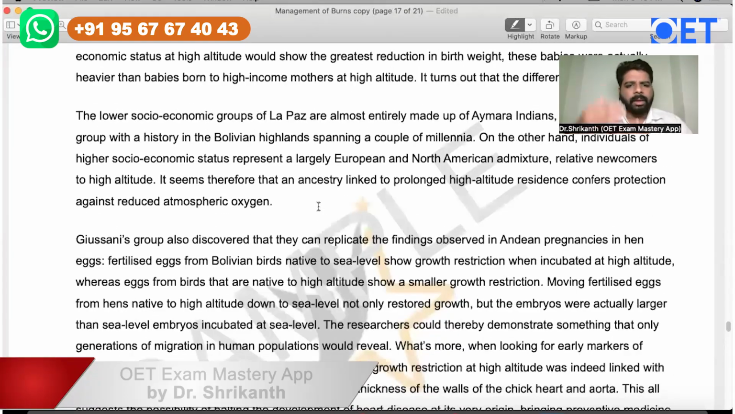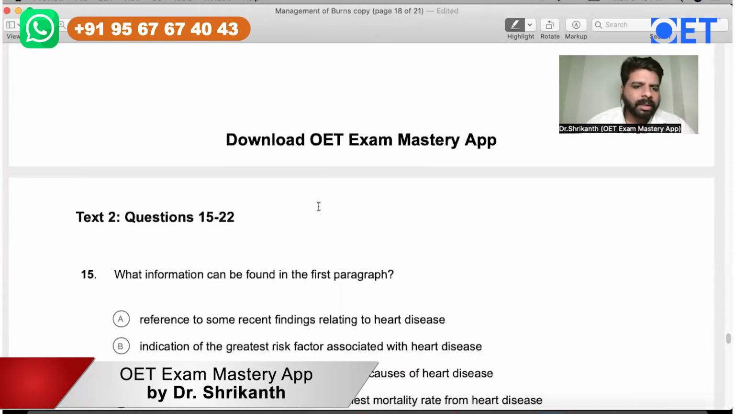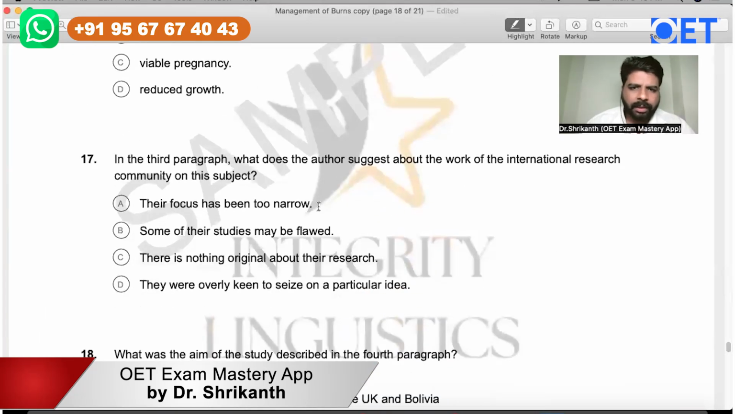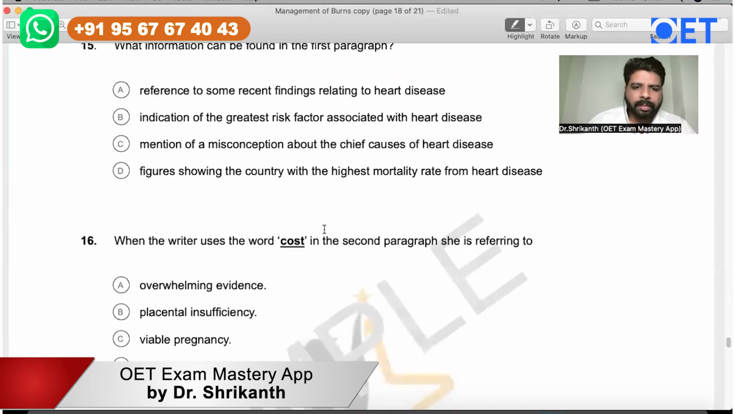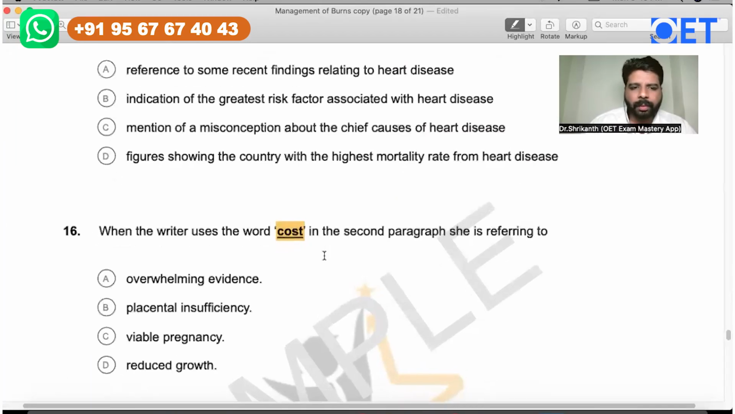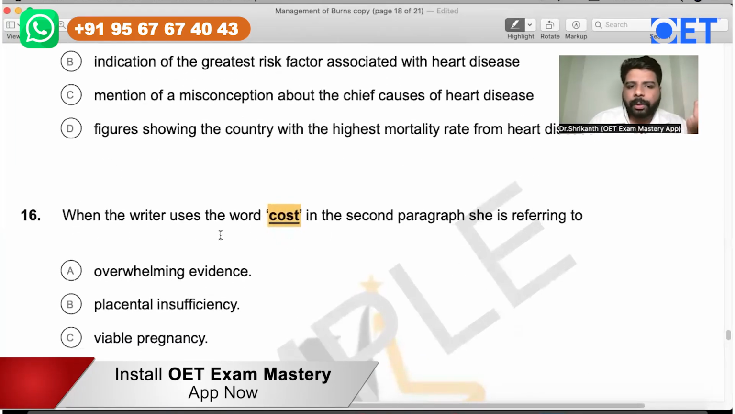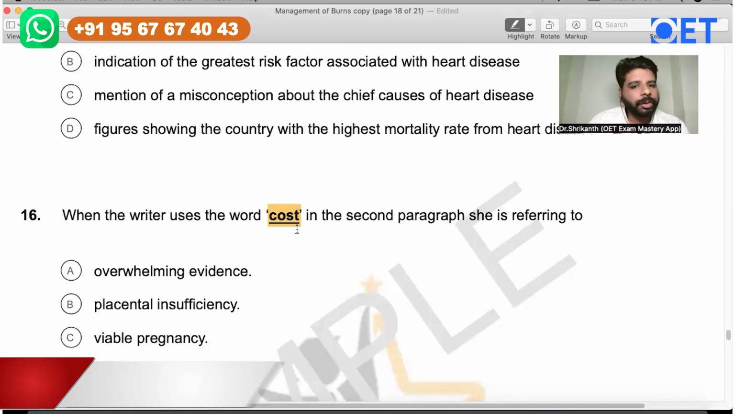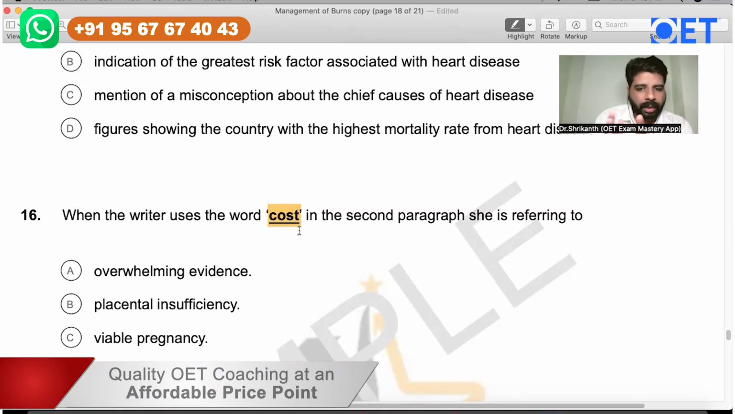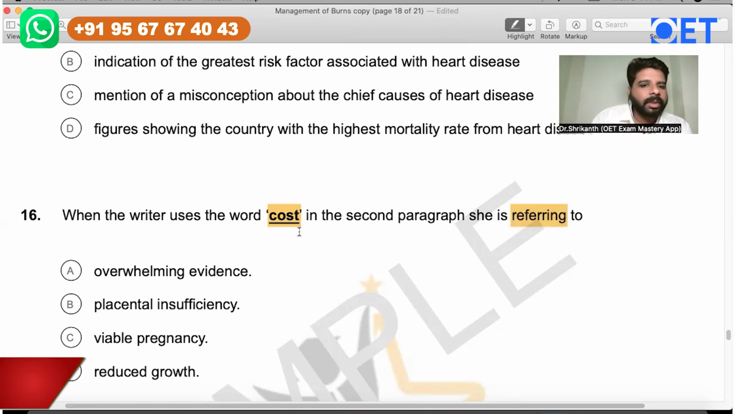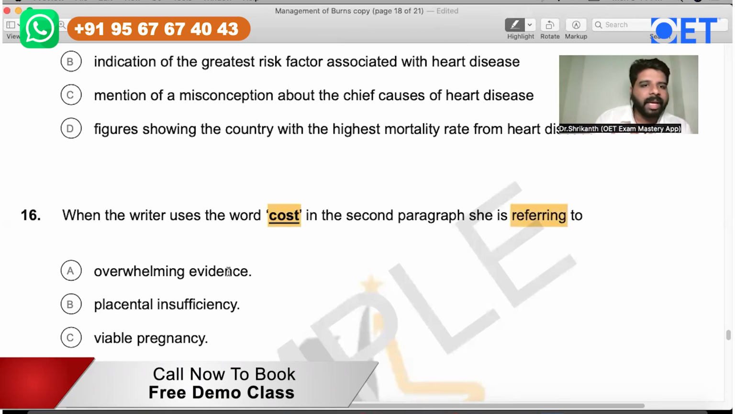As you can see, there are a lot of passages over here. Let's take a look at the questions we'll be discussing. There are different types of questions. For example, this is a vocabulary type question. The question asks: when the writer uses the word cost in the second paragraph, what is she referring to? Your duty is to understand the meaning of this vocabulary in the context of the passage and identify what cost is referring to. These are vocabulary type questions.